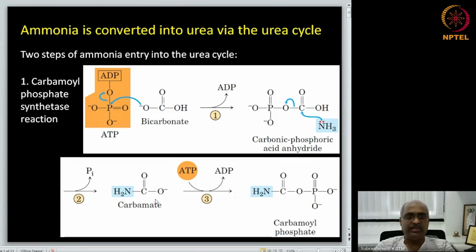Then this carbamic acid undergoes a second step of activation by hydrolysis of another ATP, where it gets phosphorylated to form carbamoyl phosphate. The enzyme that catalyzes all these three steps together is carbamoyl phosphate synthetase. And this is how one route of ammonia entry works.